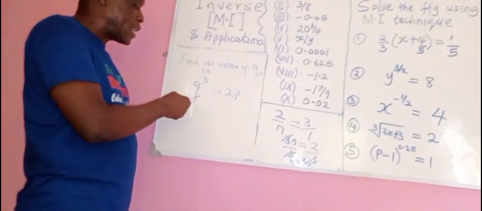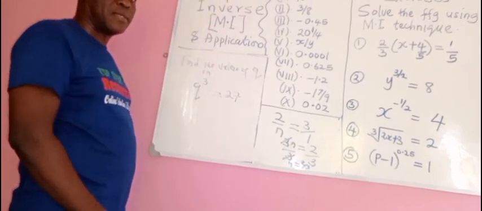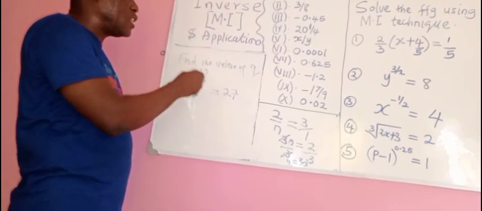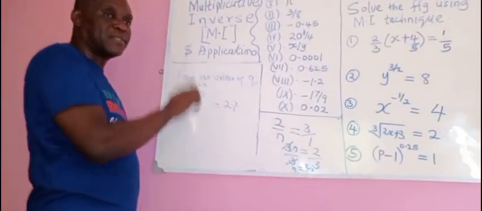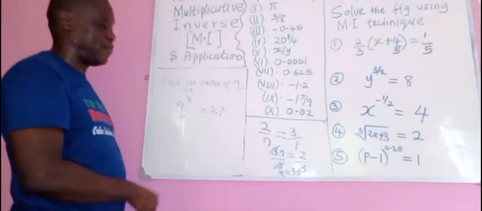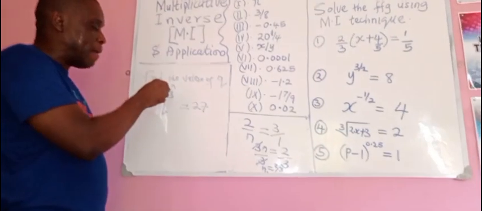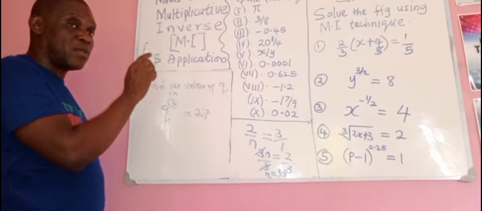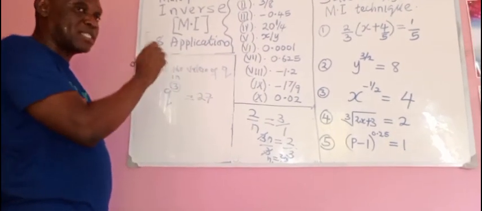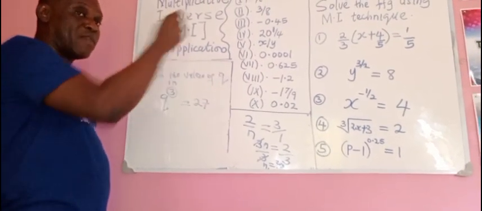27. To find Q, I need to remove this 3. And the only way I can remove this 3 is to apply the multiplicative inverse, to turn this thing to 1, so that Q raised to power 1 will be Q. So what is the multiplicative inverse of 3? 1 over 3. You know 3 means 3 over 1. The reciprocal is 1 over 3.